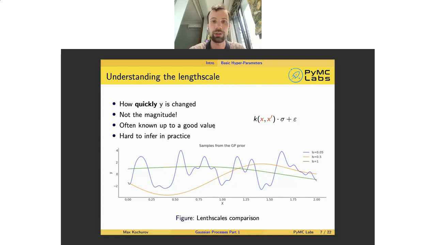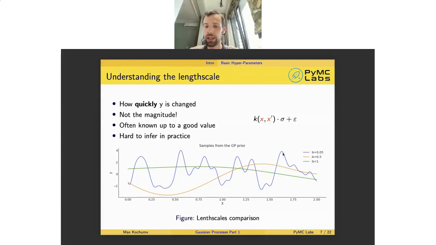So let's understand the length scale a little bit better. I told you that length scale is how quickly our function changes. And here is the plot with three samples from Gaussian processes, but with different length scales. The blue line is the Gaussian process with the smallest length scale out of three. And the green one is the one with the largest length scale. As you can see, the blue line is very volatile. So we go a little bit and our function changes really quickly.